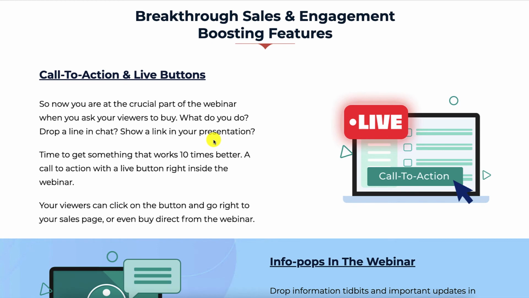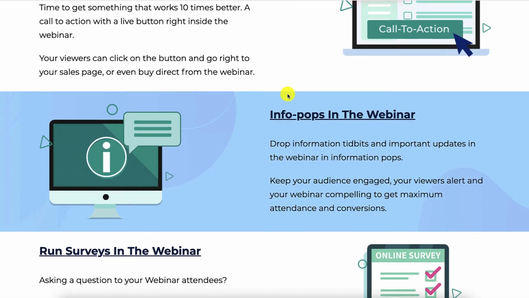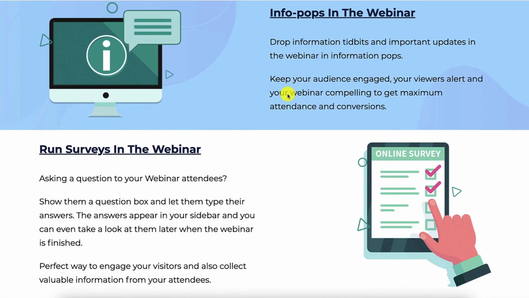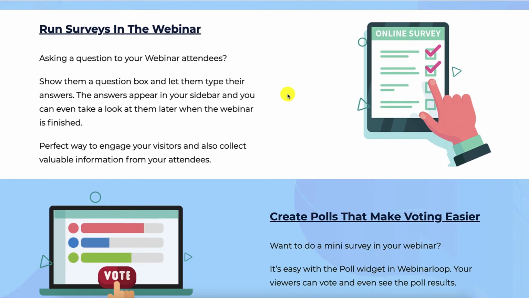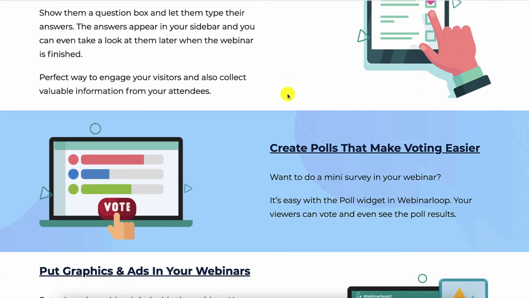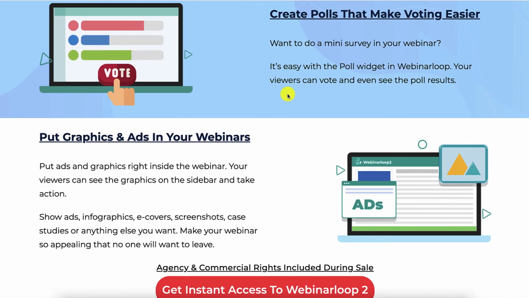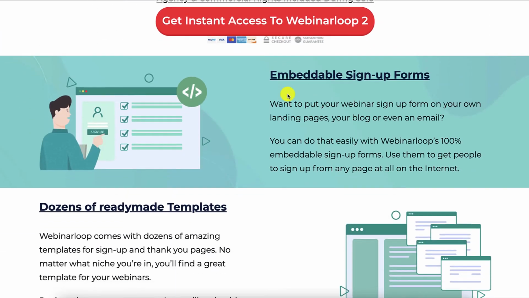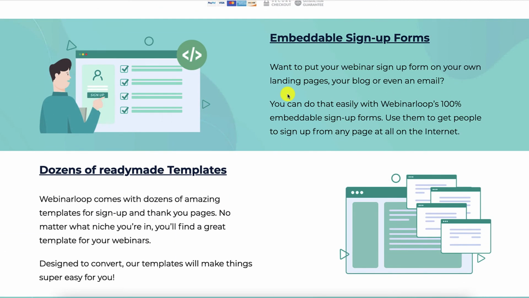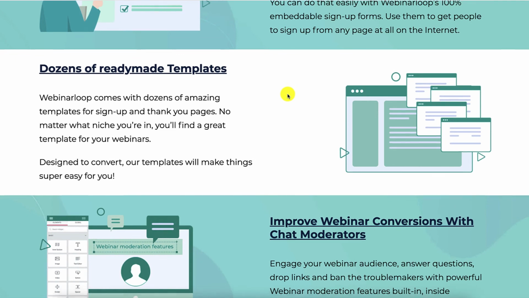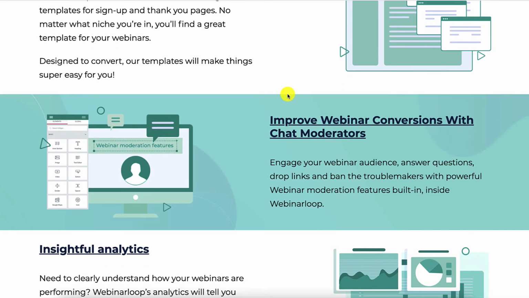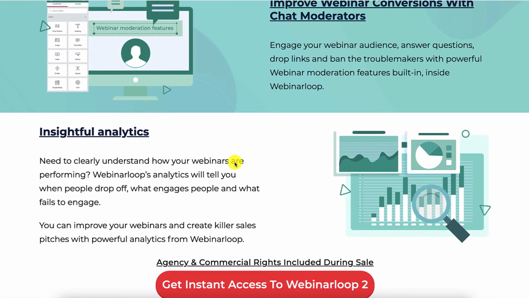So just to recap, these are the sales and engagement boosting features. One is the call to action and live buttons as well. The info pops in the webinar. You're able to run surveys in your webinar. You can create polls during your webinar, which makes voting easy. You can put graphics and ads in your webinars as well. You have embeddable sign-up forms. You have dozens of ready-made templates. You can improve your webinar conversions with chat moderation, and you get insightful analytics as well.